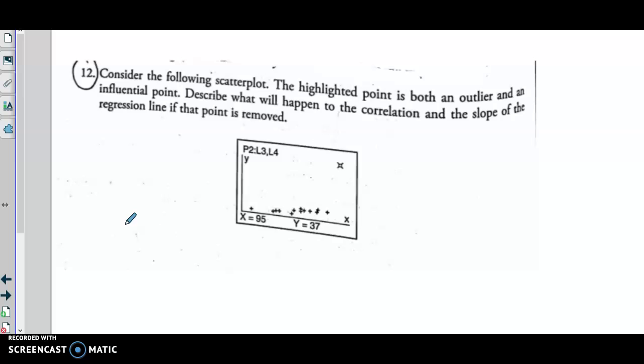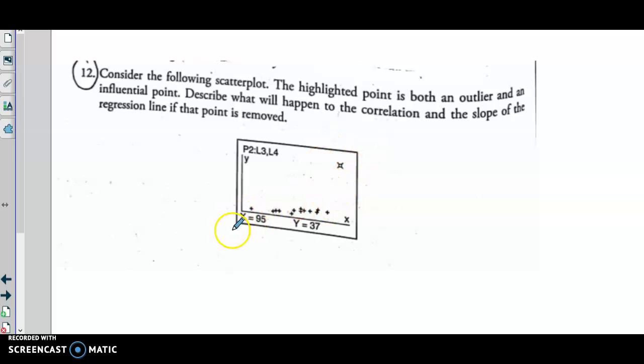Very common on AP exam questions is, what do you do if you remove an influential point? That's what this one's about. It says, here's a scatter plot. The highlighted point right here is both an outlier and it's influential. Describe what will happen to correlation and the slope of the regression line if that point is removed. So notice I have these points down here that are in a linear pattern. It looks flat, but I'm guessing the window is a little bit changed because of this outlier, this influential point. So if I remove that, you have to think, what's going to happen?